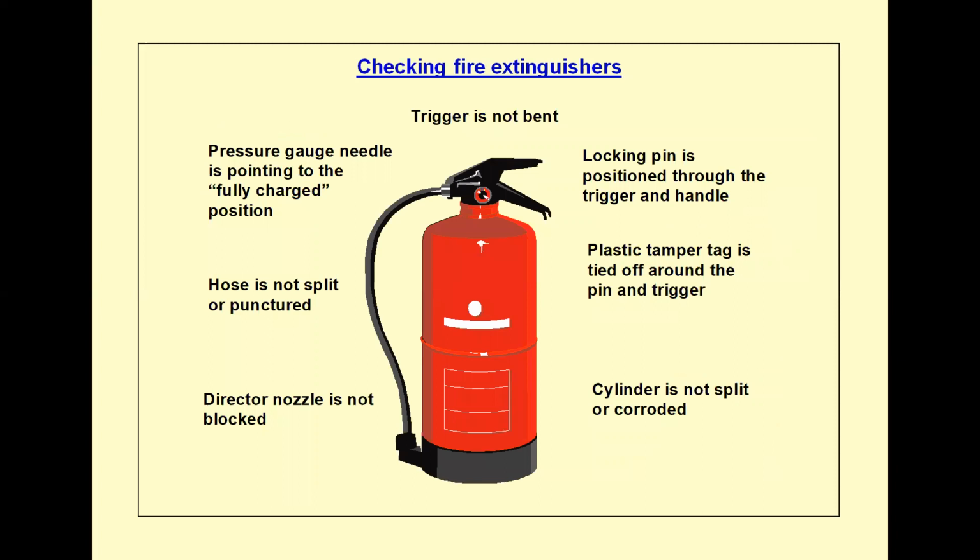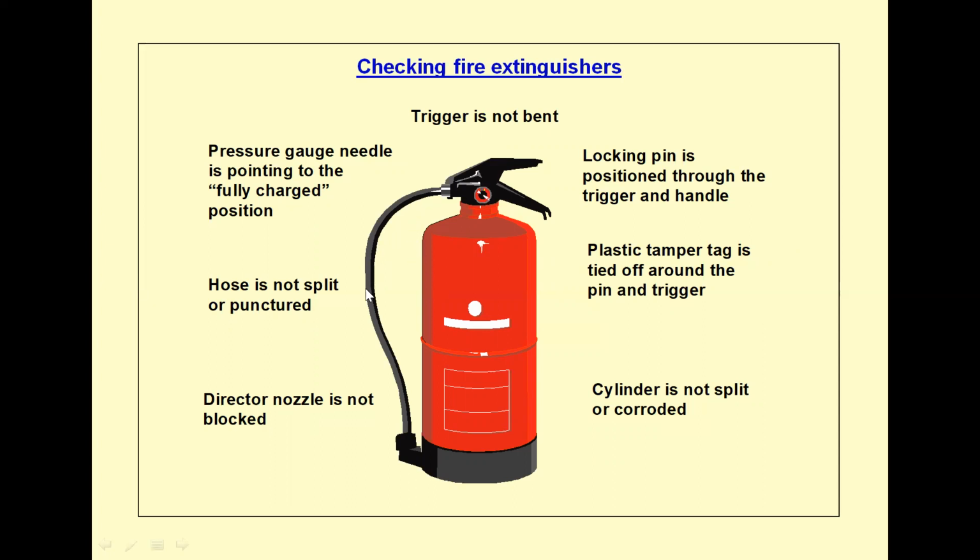Now we'll see what are all the things to be checked when using a fire extinguisher. First, we need to see about the trigger. There are two kinds of handles. This is a carrier handle and this is the operating handle. These triggers should not be bent. And we have to see this pressure gauge and it should be in a charged position. If you see here, there will be two positions, red and green. The pointer should always be positioned in the green, which is full.